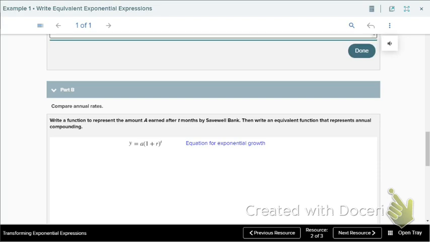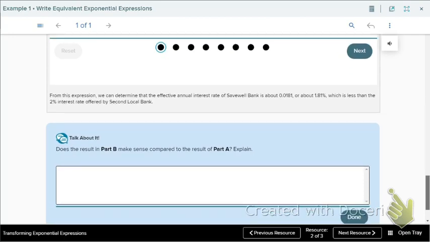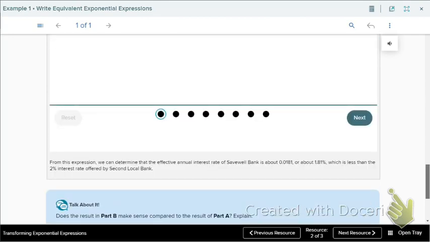So part B says to do just that, compare the annual rates. This time we want to write a function of the bank account that has the rate of 0.15%. We want to look at it compounded annually instead of monthly.